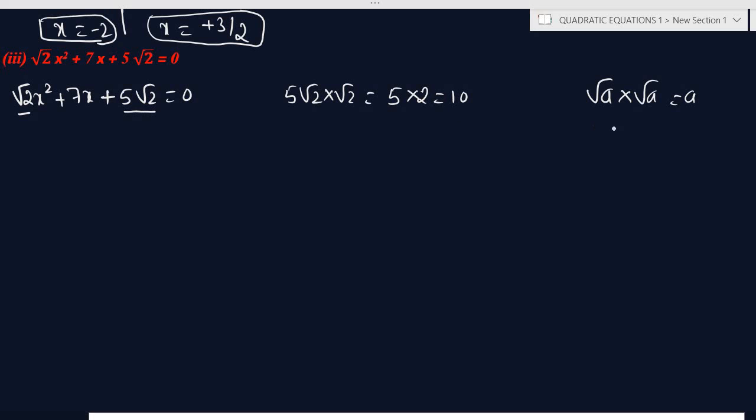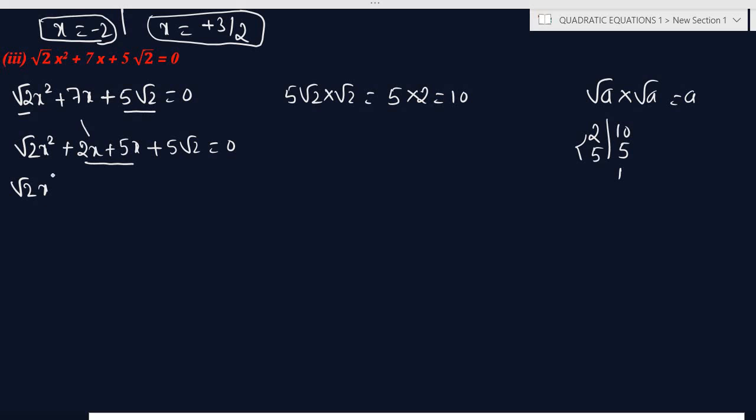I need to take two numbers such that their product should be 10, and their addition should be 7. 2 into 5 is giving 10, and 2 plus 5 is giving 7. Therefore, √2x² + 2x + 5x + 5√2 = 0. See, 2x plus 5x becomes 7x, right?